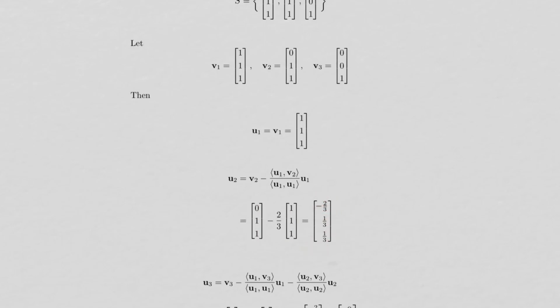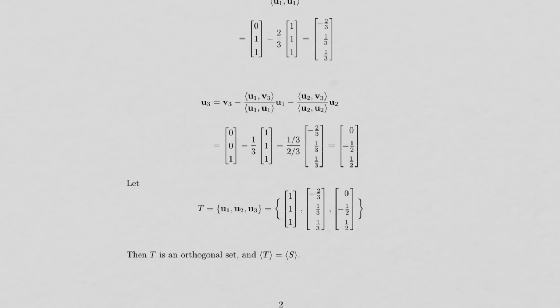So there's u2. Then to get u3, I take v3, and I subtract off a scalar multiple of u1, and then another scalar multiple of u2. So here's v3. The inner product of u1 with v3 is 1. The inner product of u1 with itself is 3, as we saw before. The inner product of u2 with v3 is 1/3. The inner product of u2 with itself is 2/3. Here's u2 that we just calculated. Do this arithmetic, and I get 0, minus a half, a half.